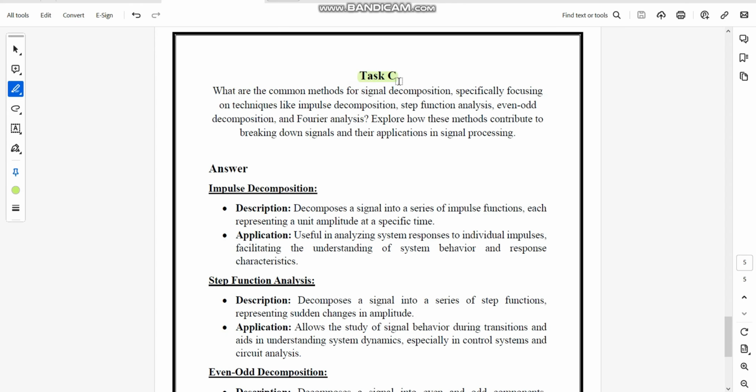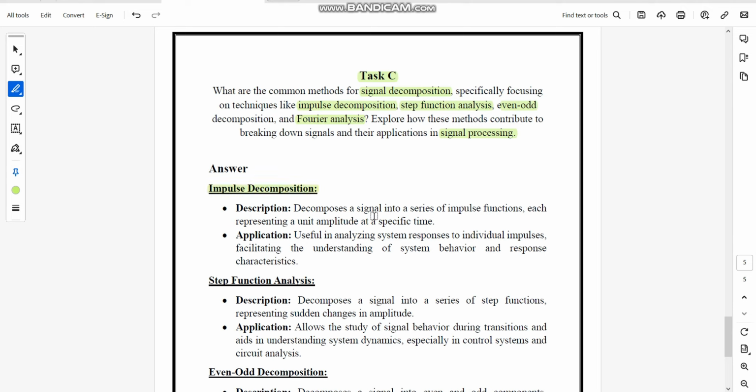The task C of the lab is what are the common methods for signal decomposition, specifically focusing on techniques like impulse decomposition, step function analysis, even odd decomposition, and Fourier analysis. Explain how these methods contribute to breaking down signals and their applications in signal processing. Signal decomposition is the process of expressing a complex signal as a sum of simpler signals, which can be easier to analyze and manipulate. Some of the common methods for signal decomposition are impulse decomposition.